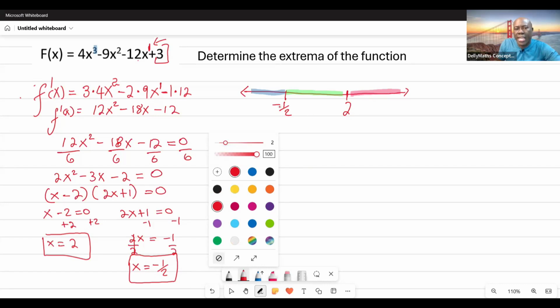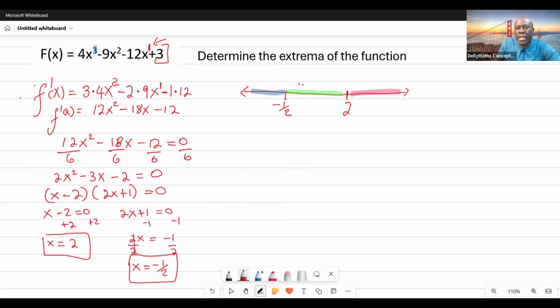So a number between -1/2 and 2 could be 0. I'm going to use x is equal to 0 as my reference. And then I could use any number greater than 2, and I'm just going to use 3. And then less than -1/2, I could use x is equal to -1 in that region. So we're picking numbers from each region and we're going to try them in the derivative function. And this is why this is necessary.